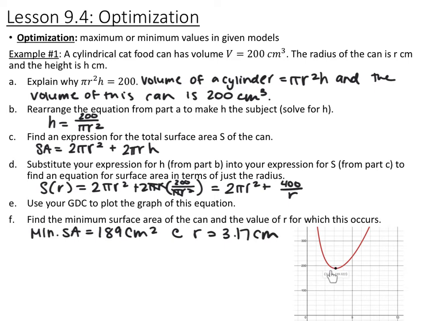And then using this, I found the minimum value, and so the minimum surface area is 189 centimeters squared, and it occurs when the radius is 3.17 centimeters. So this is important because, for example, if you're producing this and you know that you have to have a volume of 200 centimeters cubed, you want to use the least amount of material in order to make this can. So if you have the radius set at 3.17 centimeters, it'll fulfill the fact that the volume has to be 200 centimeters cubed, and it'll use the minimum amount of surface area, so the minimum amount of aluminum to make the can, which will therefore minimize your cost.